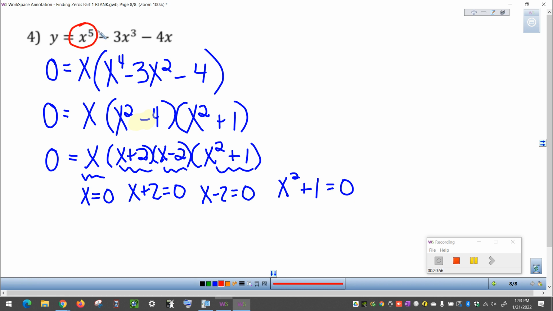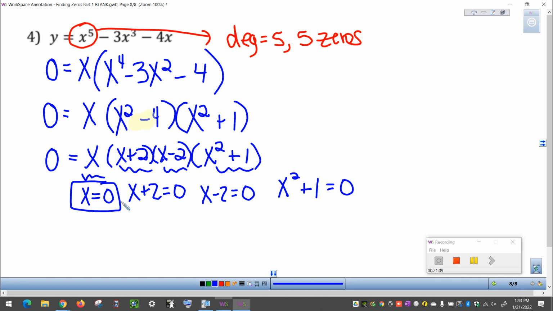I forgot to say this at the very start, but I wanted to point out that this one is a degree of 5, so we are looking for 5 zeros. Okay, so the very first one is 0. That one was nice and easy. From the second equation, we get -2. And from the third equation, we get +2.